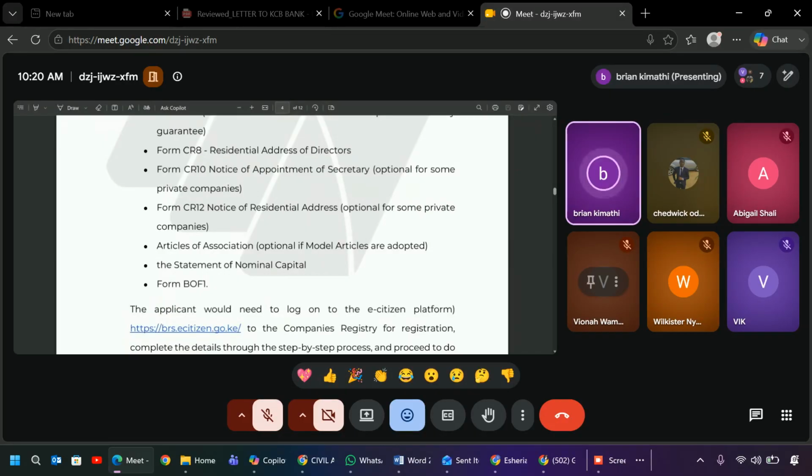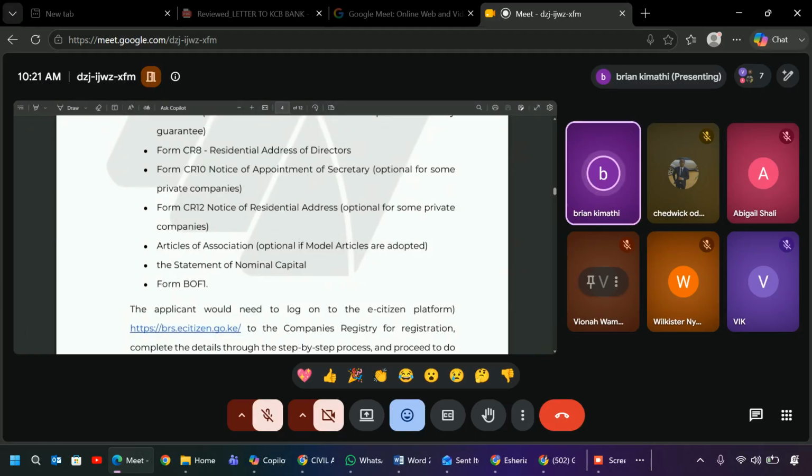Why is that the cap? Because for a company that has 5 million nominal capital, you are not exempted from paying stamp duty at the point of incorporation on those shares. For the members to subscribe to those shares, the company must pay stamp duty. Those shares are not exempt because they exceed 5 million, and that's the reason you need a company secretary. Form CR12 is the residential address of the company secretary.